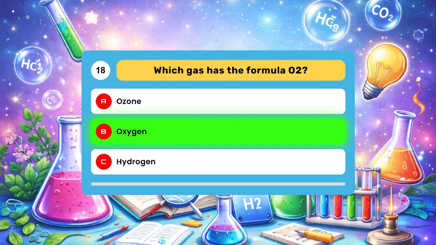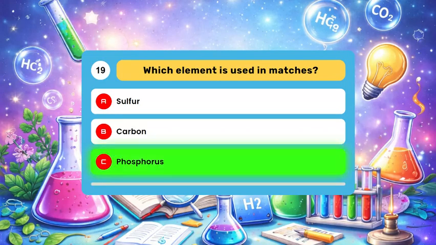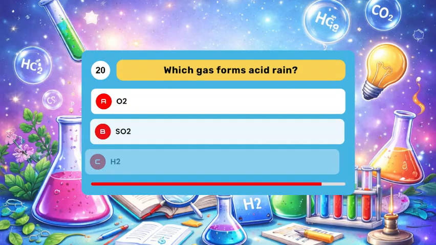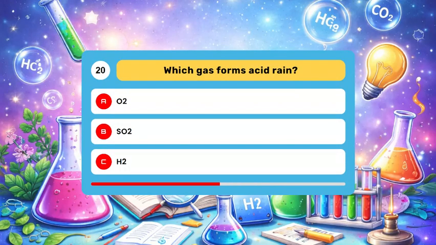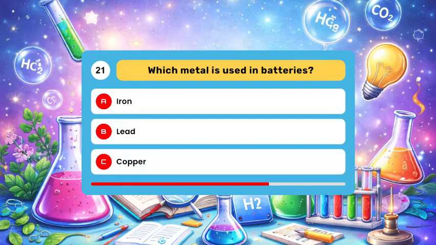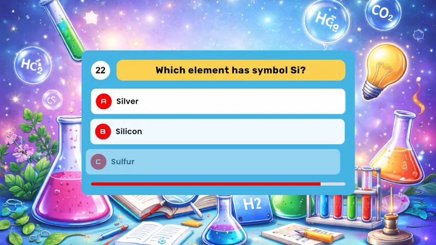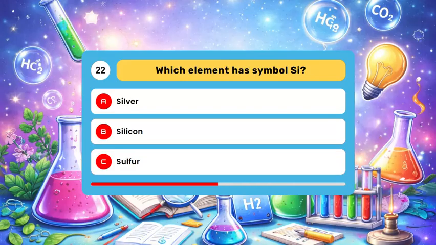Oxygen. Which element is used in matches? Phosphorus. Which gas forms acid rain? SO2. Which metal is used in batteries? Lead. Which element has symbol Si?